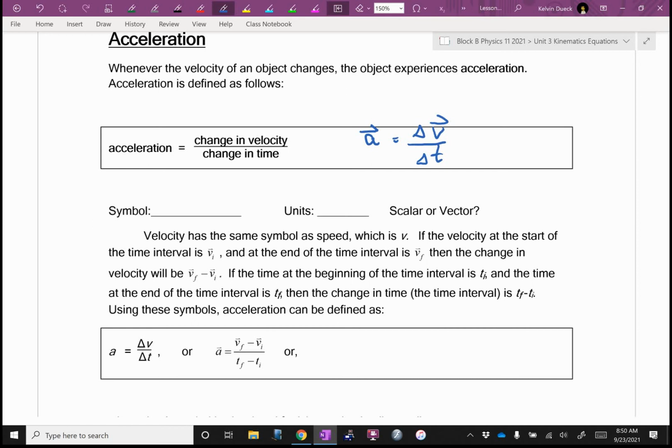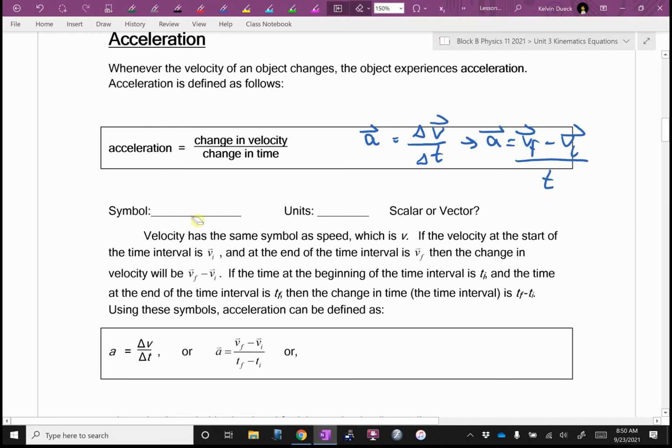So if I want to find the change in velocity, that's going to be V final minus V initial. And then technically it should be T final minus T initial, but we get really lazy. Time is always a change in, and so we just stopped writing the time final minus time initial. It's just a lazy physics convention.